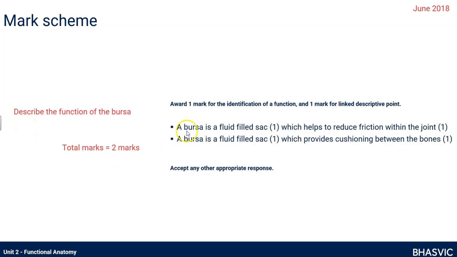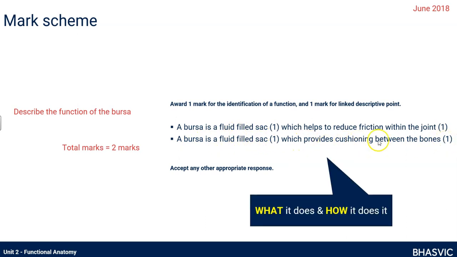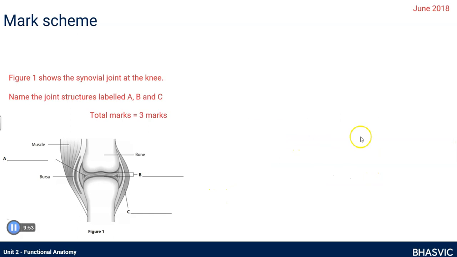I think I've got one more. Here we go. Describe the function of a bursa for 2 marks. Answer being, a bursa is a fluid-filled sac, so a synovial fluid-filled sac, which helps to reduce friction within the joint or provides a cushion between bones. So what is it? It's structured like this, and this is the job it does. So what does it do and how does it do it?